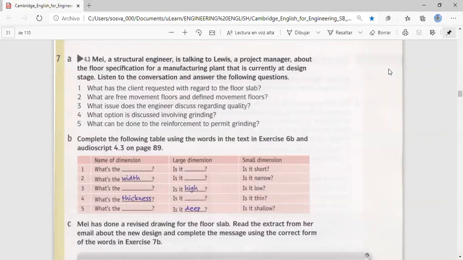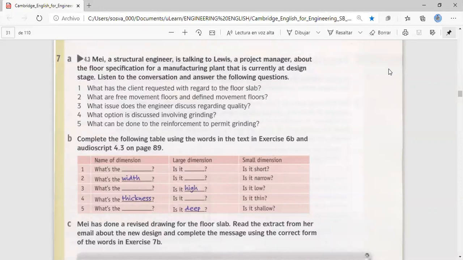Okay. So you're going to listen to the conversation and answer the following questions. Could you please read the 5 questions so that you understand them? In this case, we are talking about two persons, right? May and Lewis. Okay. Number one is what has the client requested with regard to the floor slab?